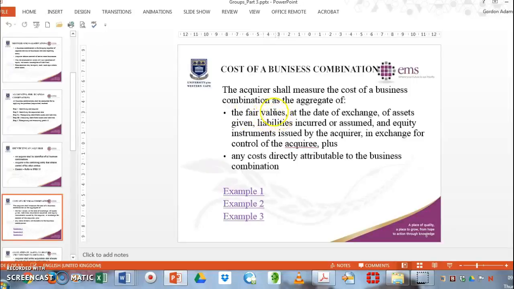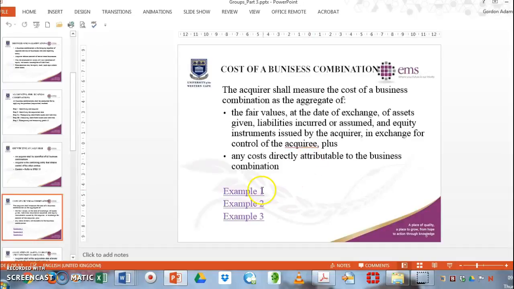Importantly, the fair values of the assets given and liabilities assumed to acquire control over the acquiree. Plus, and this is important, any directly attributable cost to the business combination. So, any cost incurred as a direct result of the intention and the execution of the business combination, those costs can be included as part of the cost of the acquisition. I said can be, it should actually be, should be included.